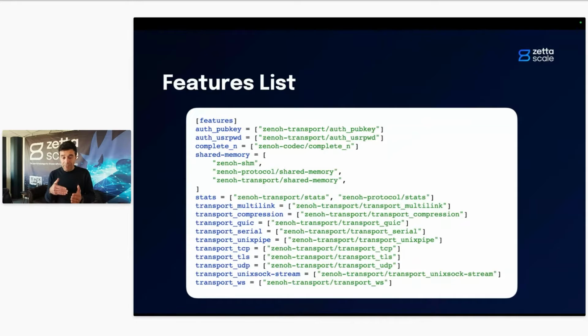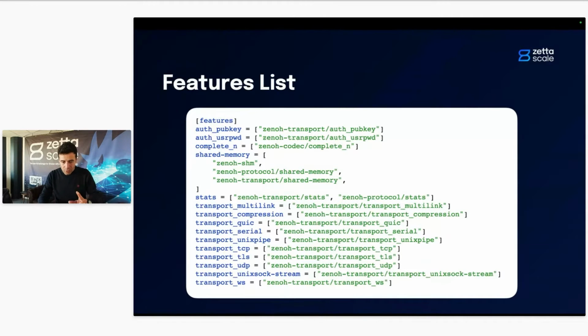Statistics, which as we will see are not enabled by default, support for multi-link, support for transparent compression. By the way, few people know that Zenoh supports transparent compression. I'll show you in a moment how to enable it. Support for various transports like QUIC, serial, Unix pipe, TCP, TLS, UDP, Unix socket stream, WebSocket, and so on and so forth. So these are the features that are available.